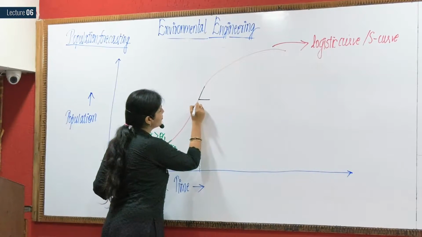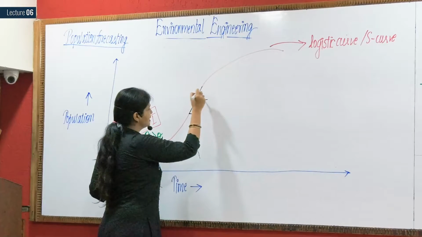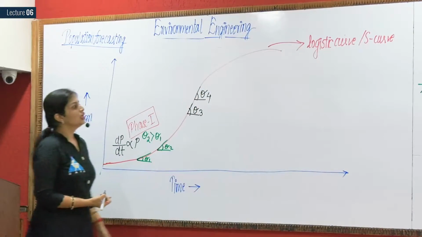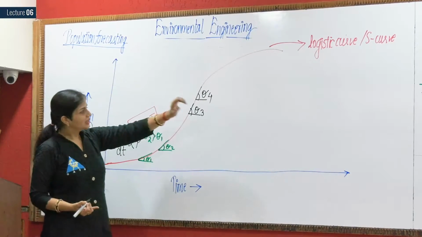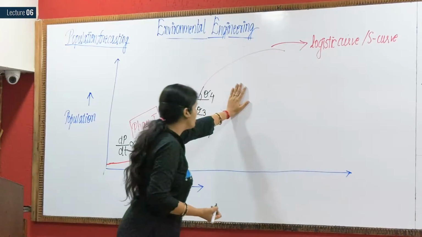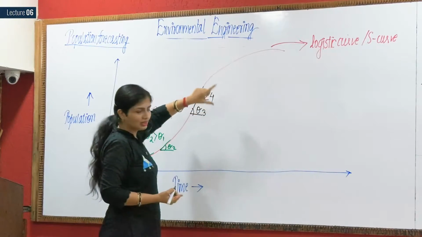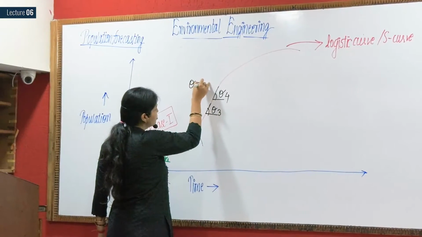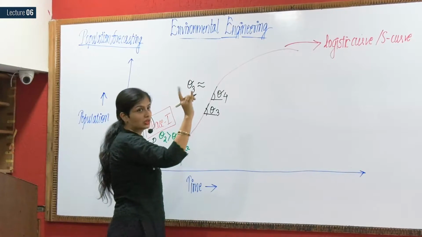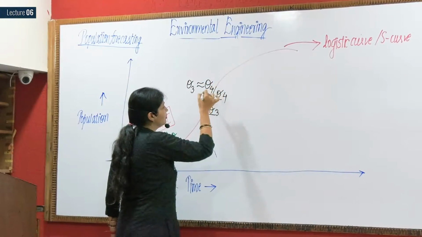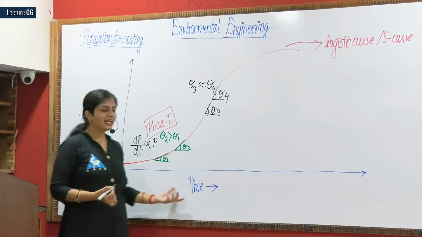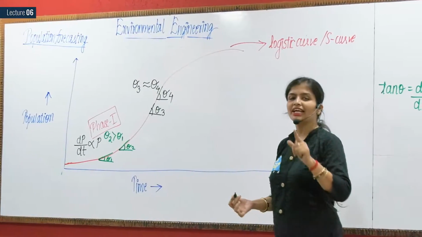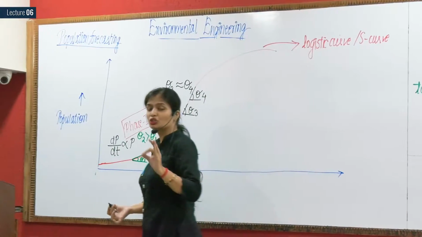So I'll again take 2 slopes. Let us say this one is theta 3, this one is theta 4. What I'll see is that theta 3 and theta 4 are almost, it might be possible it won't look the same, but in actual if you see, theta 3 is almost, I'm telling almost, equal to theta 4. That means although with the increase in time the population is increasing, the rate of growth of population is constant, almost constant.